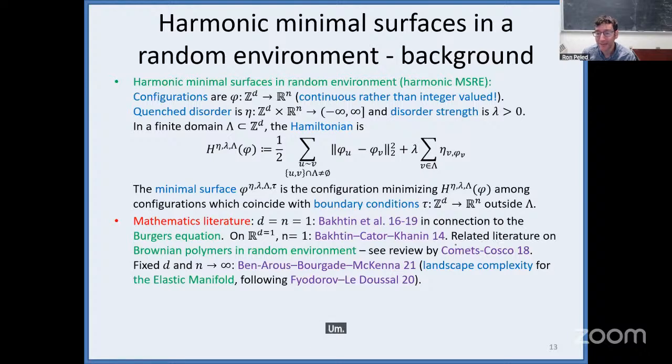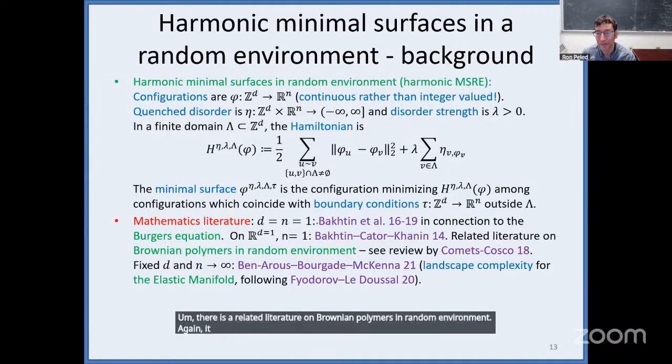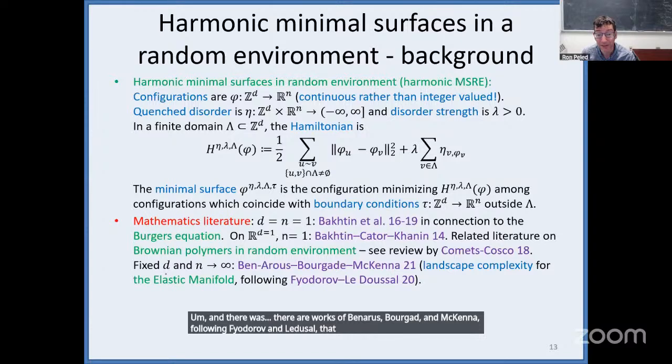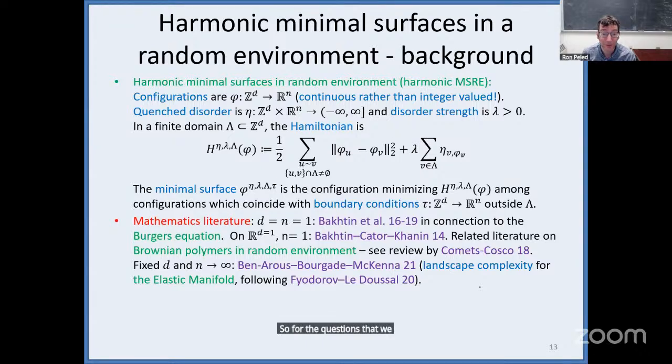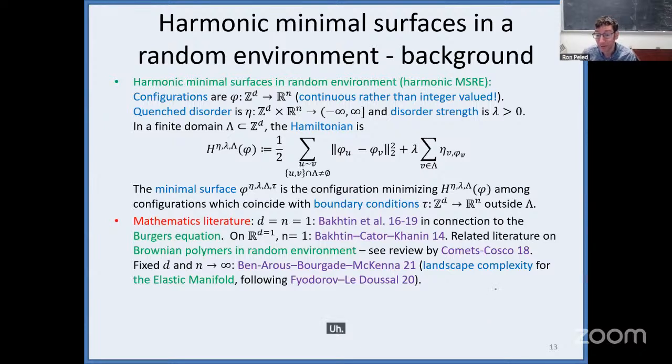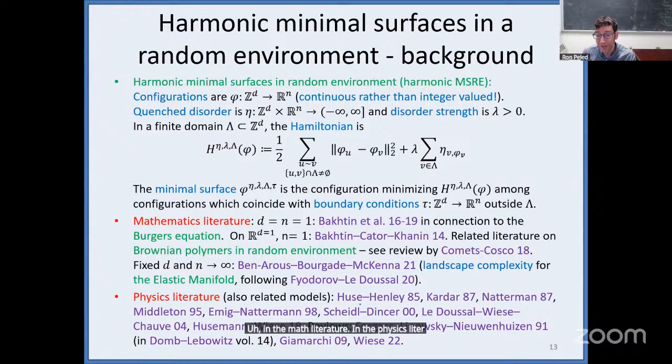There is a related literature on Brownian polymers in random environment. Again, it's d equal 1, so not surfaces. And there are works of Ben Arous, Bourgade, and McKenna, following Fyodorov and Le Doussal, that consider a fixed dimension, like a surface, but they take the codimension to infinity and they study something else, landscape complexity. So for the questions that we are studying, we are the first to consider this model in 2 dimensions, or 3 or higher surface dimensions, in the math literature. In the physics literature, this model has a long history.